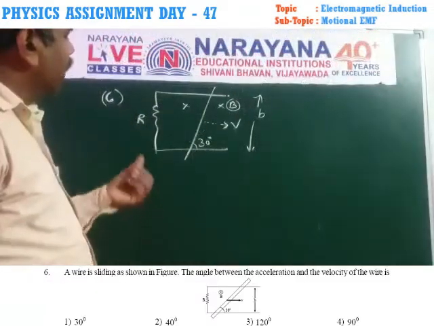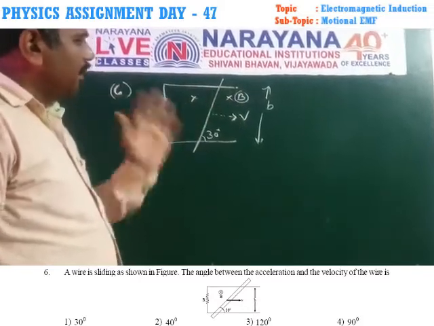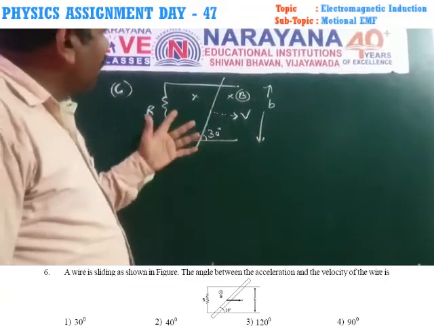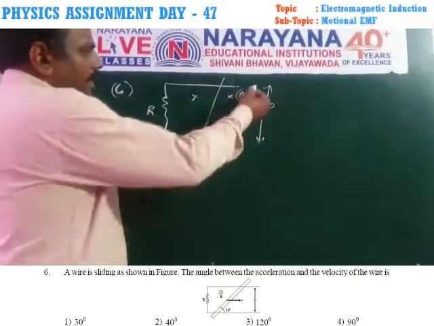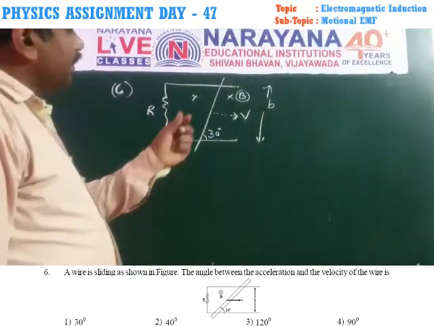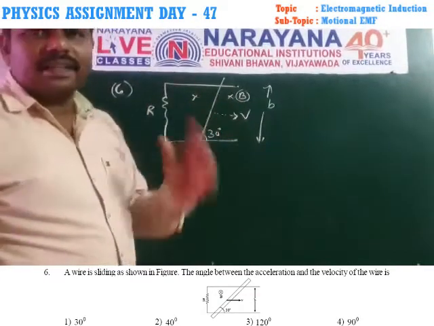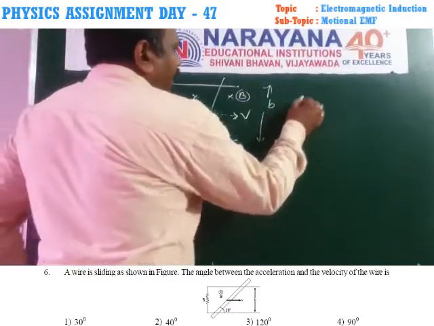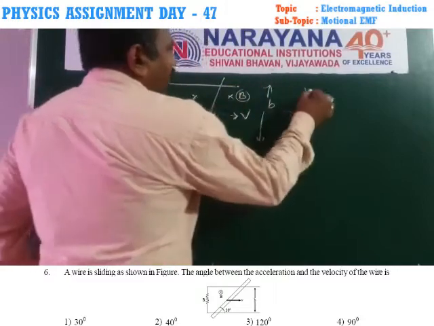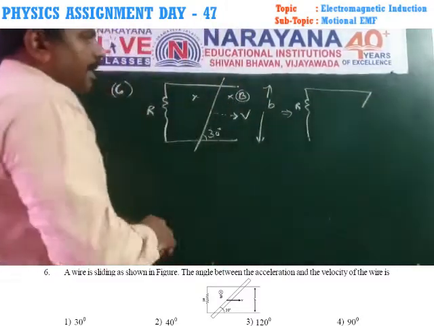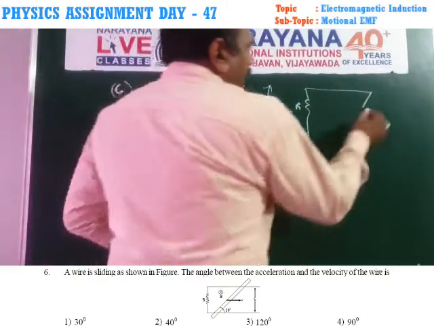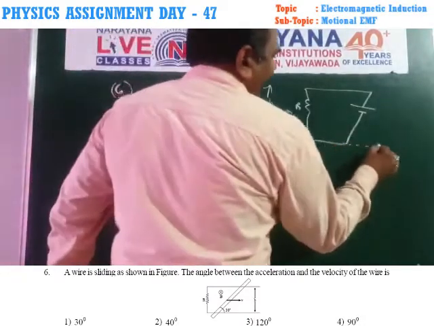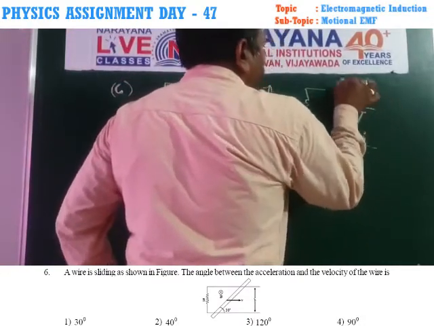In the sixth sum, an external resistance R is connected like that. The conductor is moving with a velocity V, which makes 30 degrees with the parallel wire, like that, in the external magnetic field B. So we have to find the angle between acceleration and velocity. So this is the external resistance, and this straight conductor acts according to Fleming's right hand rule, the current is flowing like that. This angle is 30 degrees.